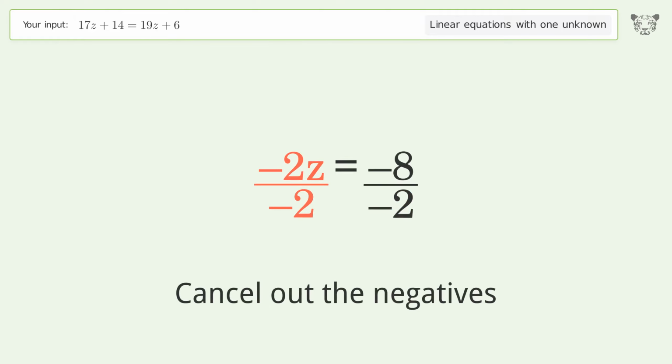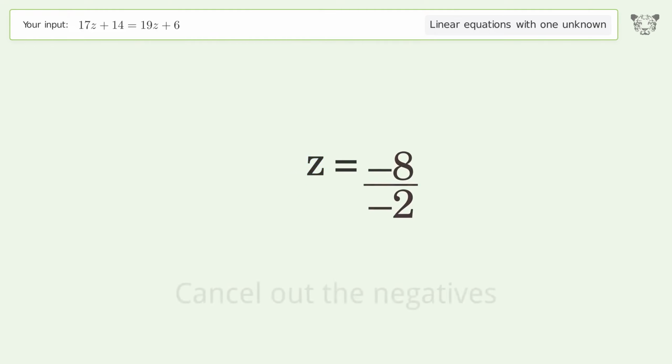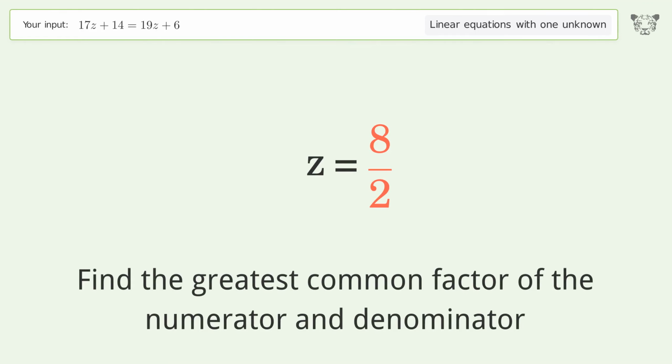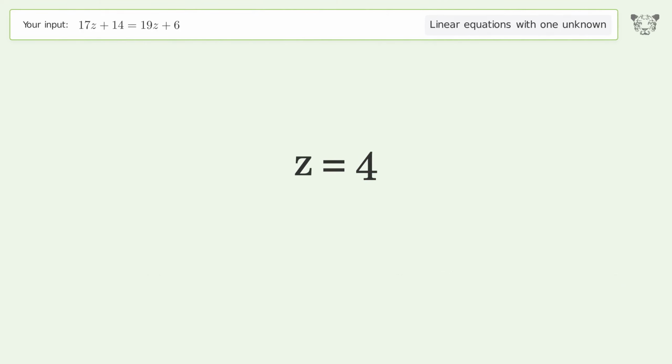Cancel out the negatives. Simplify the fraction. Cancel out the negatives. Find the greatest common factor of the numerator and denominator. Factor out and cancel the greatest common factor. And so the final result is z equals 4.